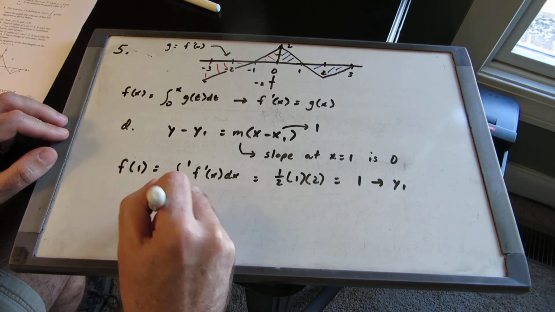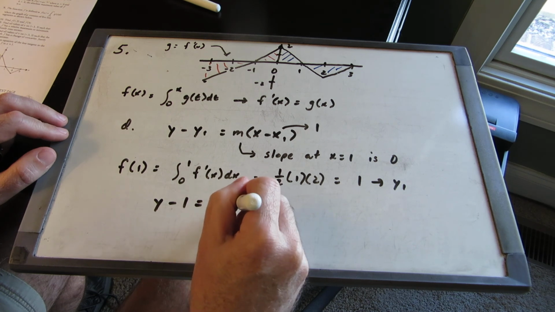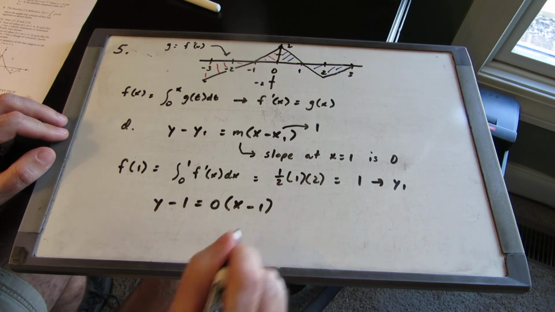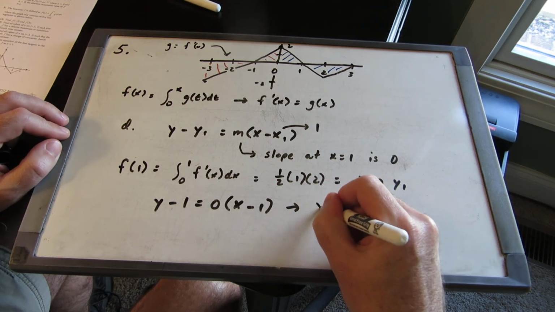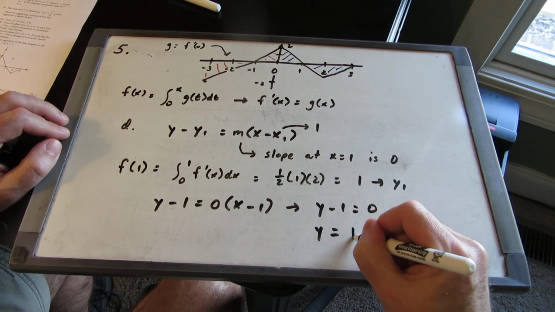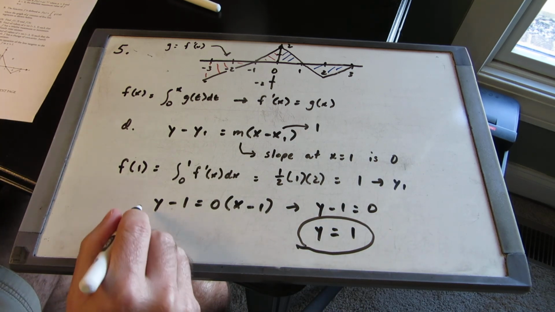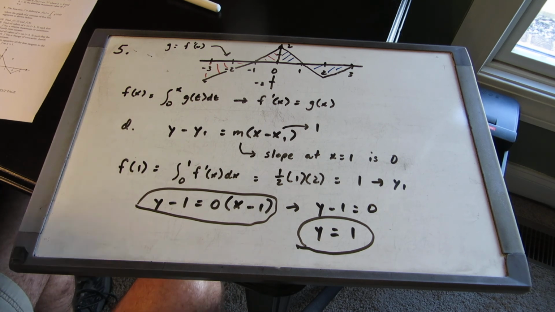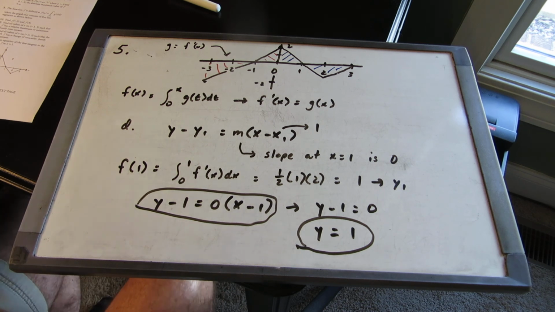So we will have y minus 1 is equal to 0 times x minus 1. So that is going to be y minus 1 is equal to 0. So it would be y is equal to 1. And I think if you just left it like this, you should get it. All right, but I went ahead and did a little bit there. So there you go. That is number 5.